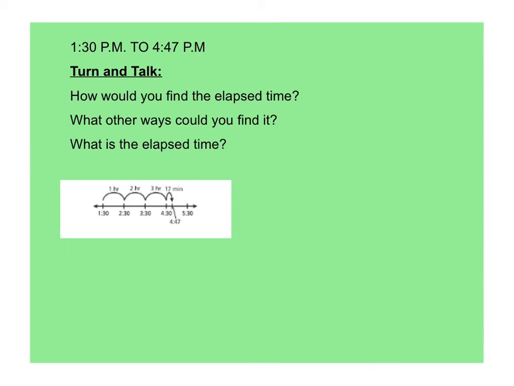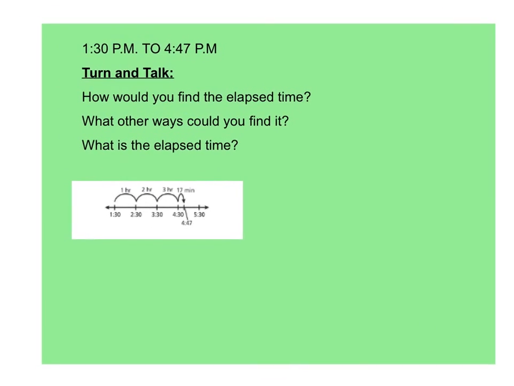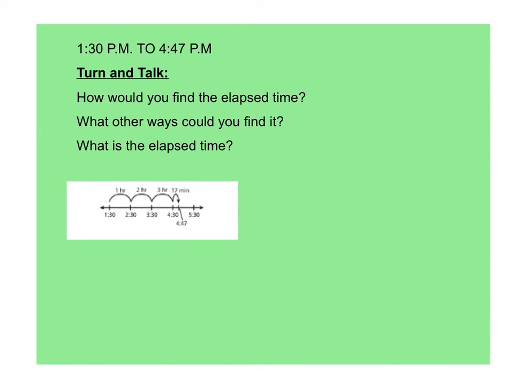Hey, today's kind of a tricky one. So, elapsed time. Elapsed time is really thinking of if you start something and you end something, how much time has passed. So, if you look at the example on the top, let's just say that you started to play outside at 1:30 and you ended at 4:47, how would you figure out how much time you spent outside?